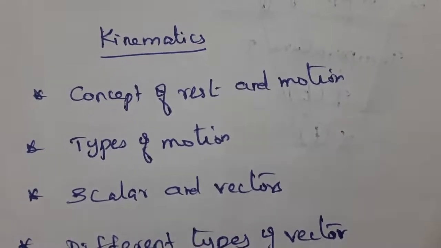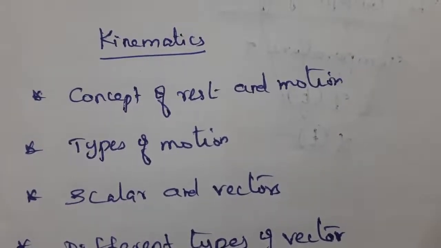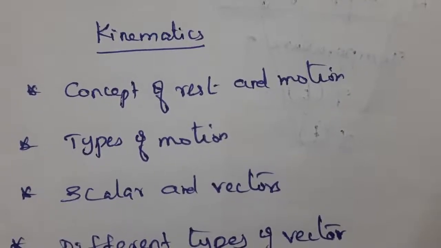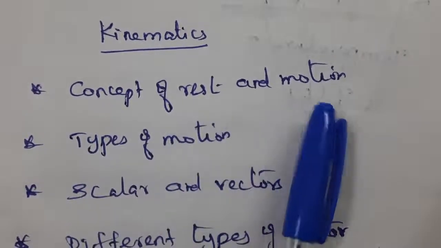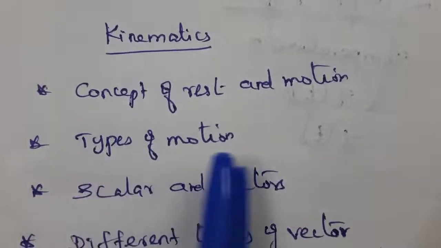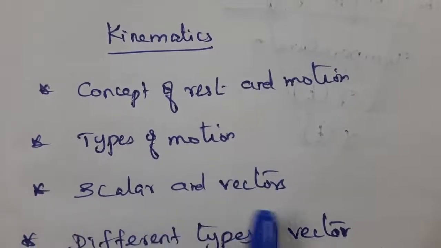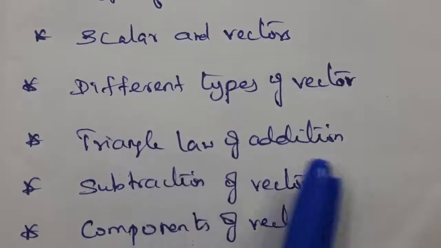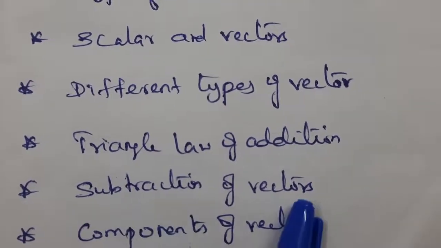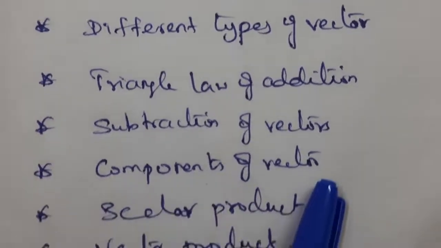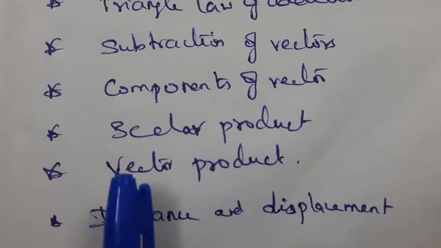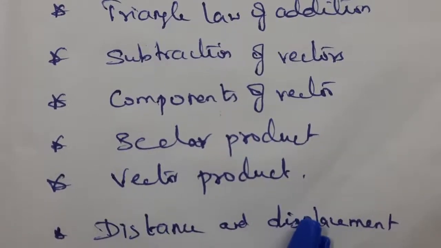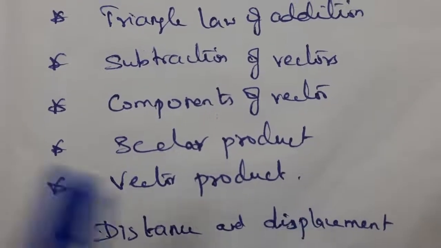We are in the second unit, that is kinematics. In this unit, we have learned a few concepts. That is, concept of rest and motion, types of motion, scalar and vectors, different types of vector, triangle law of addition, subtraction of vectors, components of vector, scalar product, and in the last class we have discussed vector product, distance and displacement.